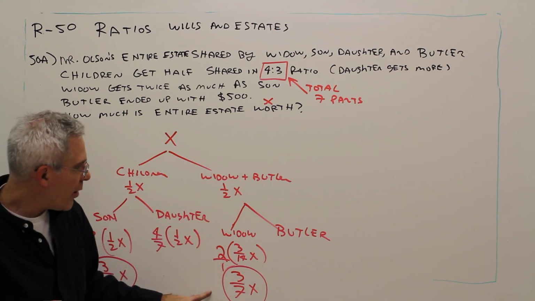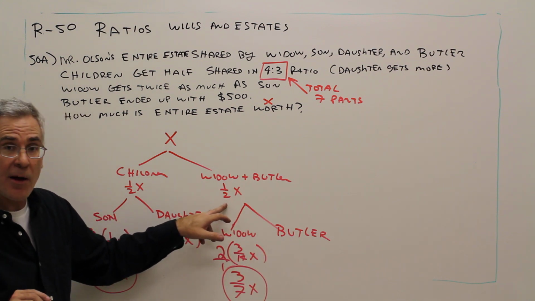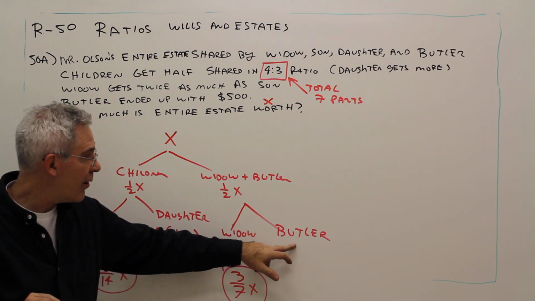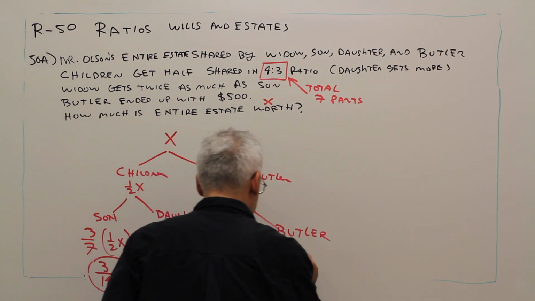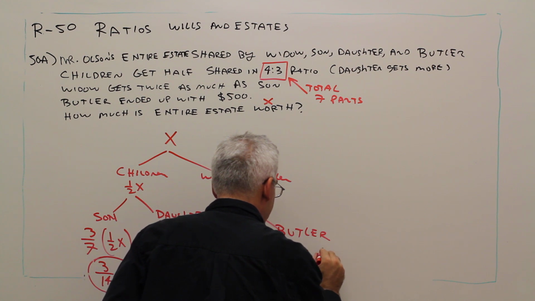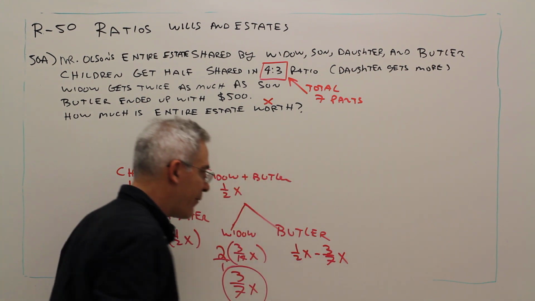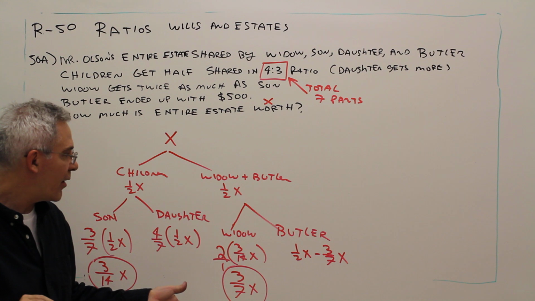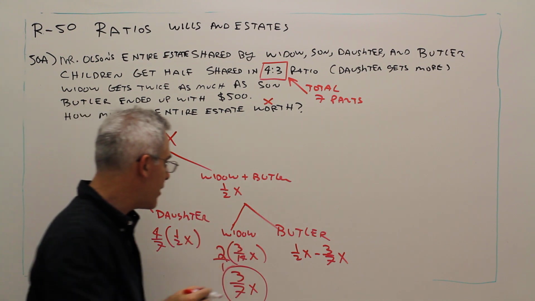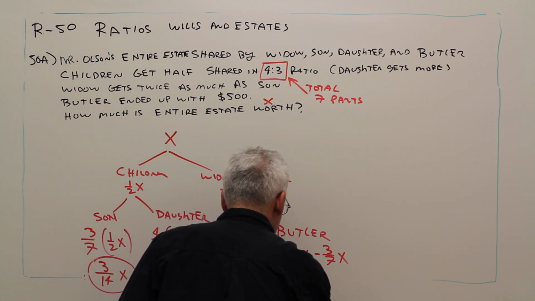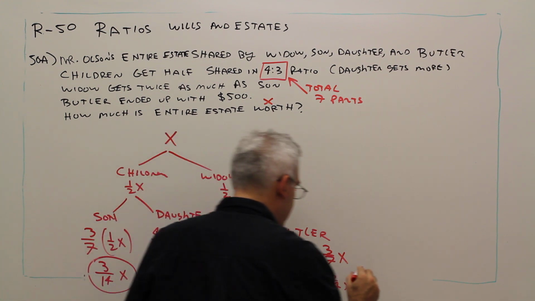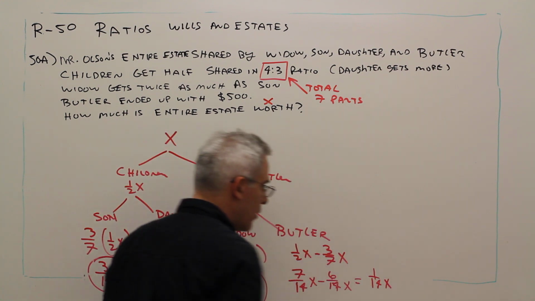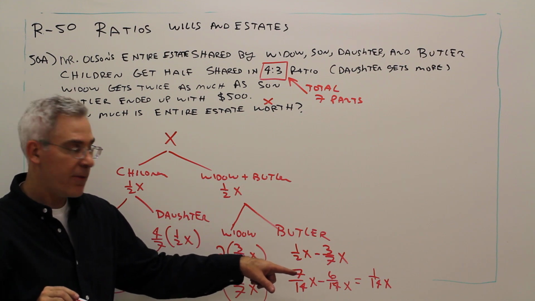Well, I know that the widow plus the butler sum to 1/2 X, so the butler must be that 1/2 X minus 3/7 X. So the butler is 1/2 X minus 3/7 X. I'll just do this by hand, that might be quicker. So common denominator 14, 7/14 X minus 6/14 X. That's going to be 1/14 X. So the butler gets 1/14 of the entire estate.